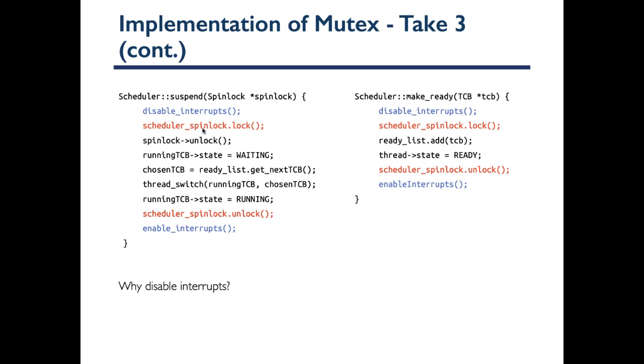The interrupt handler may or may not want to schedule another thread or do something else. So it might actually need this scheduler's spin lock. And if we don't disable interrupts, and here we lock that spin lock, and then an interrupt happens, then we have deadlock. Because then that interrupt handler could busy wait forever while we're holding the lock.